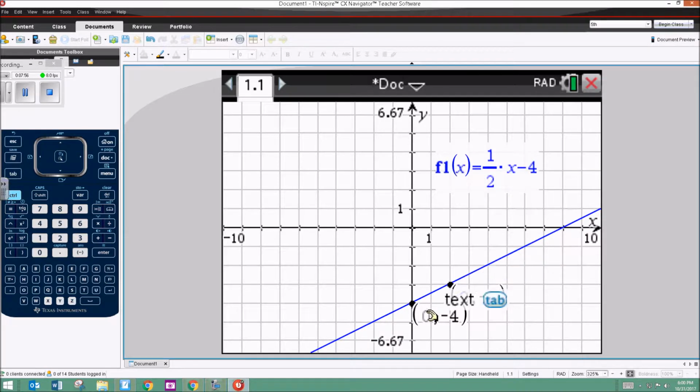So what we've done is we found an equation that has a slope of 1/2 that contains the point 2, negative 3. And that concludes this video.